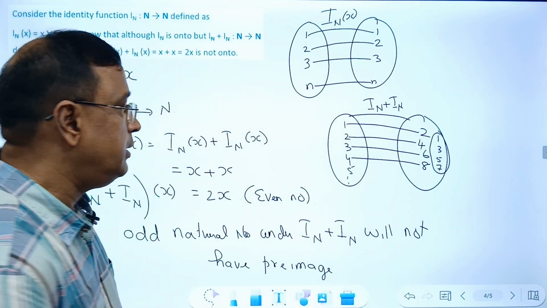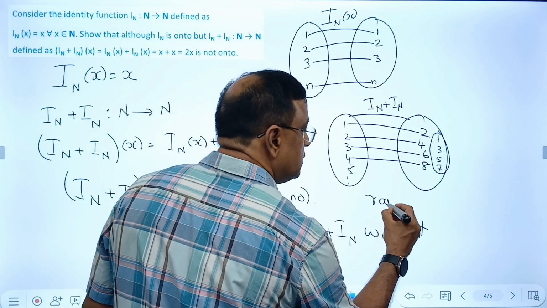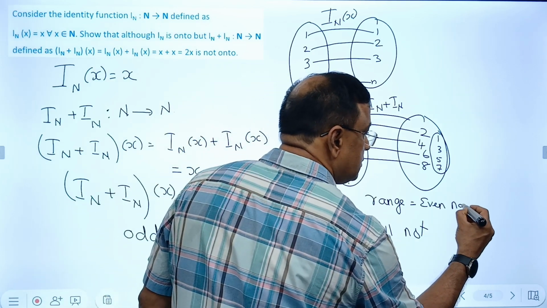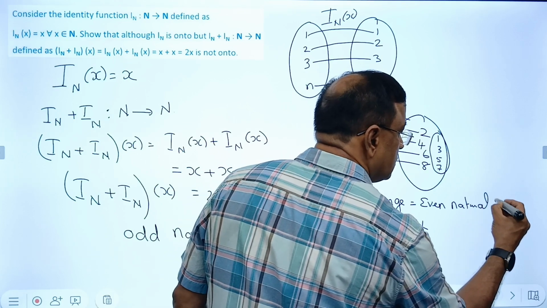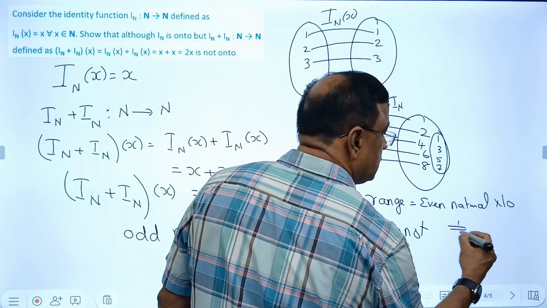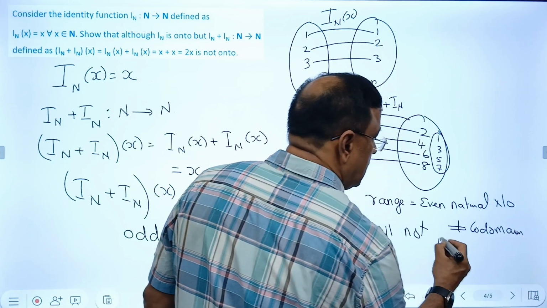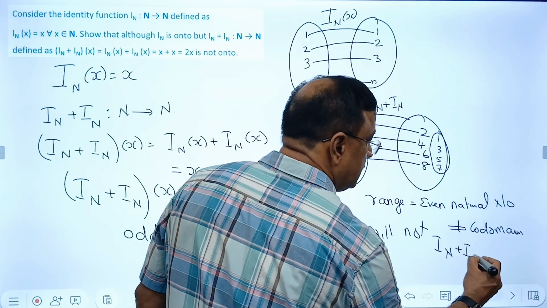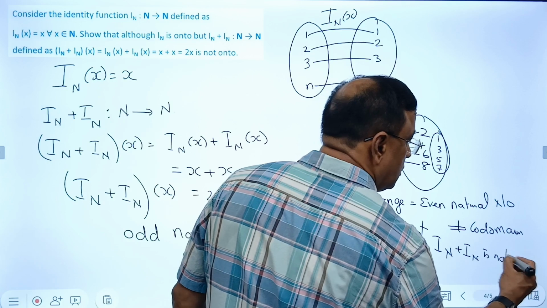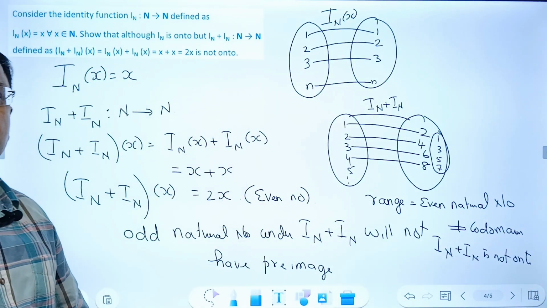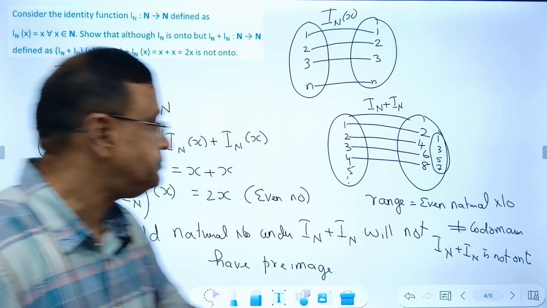Therefore, in the codomain, what is the range? Range is even natural numbers, which is not equal to the codomain. Therefore in plus in is not onto. It's a very, very simple problem. It's a worked out example question in the NCERT book. Okay.